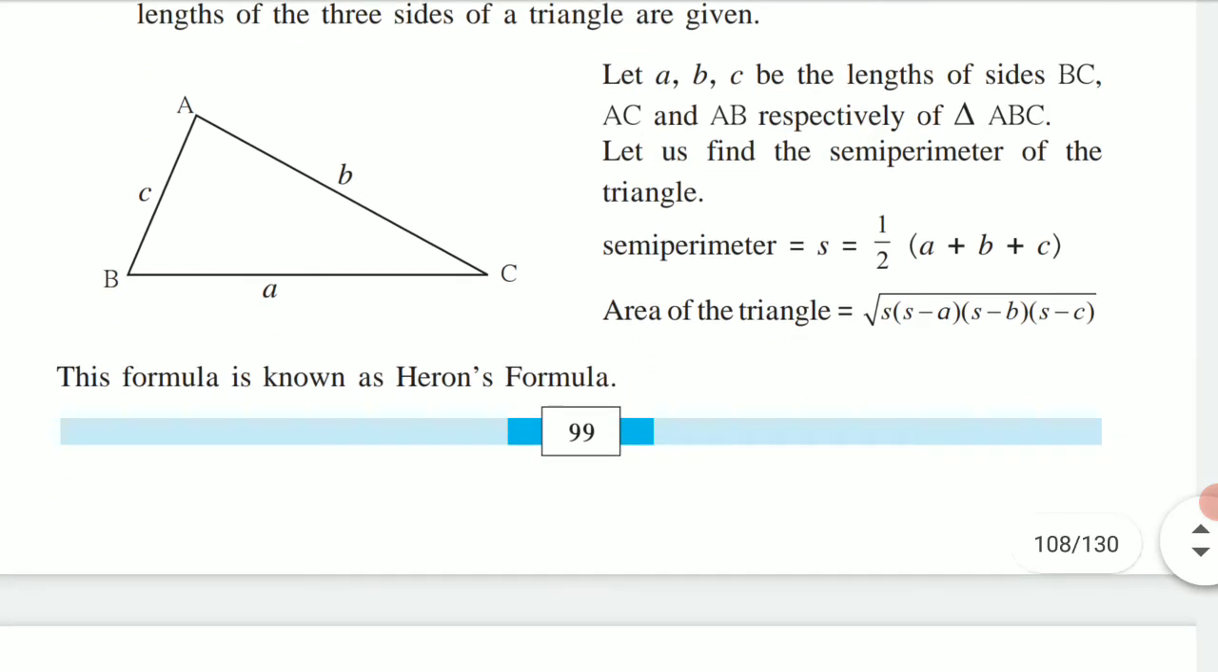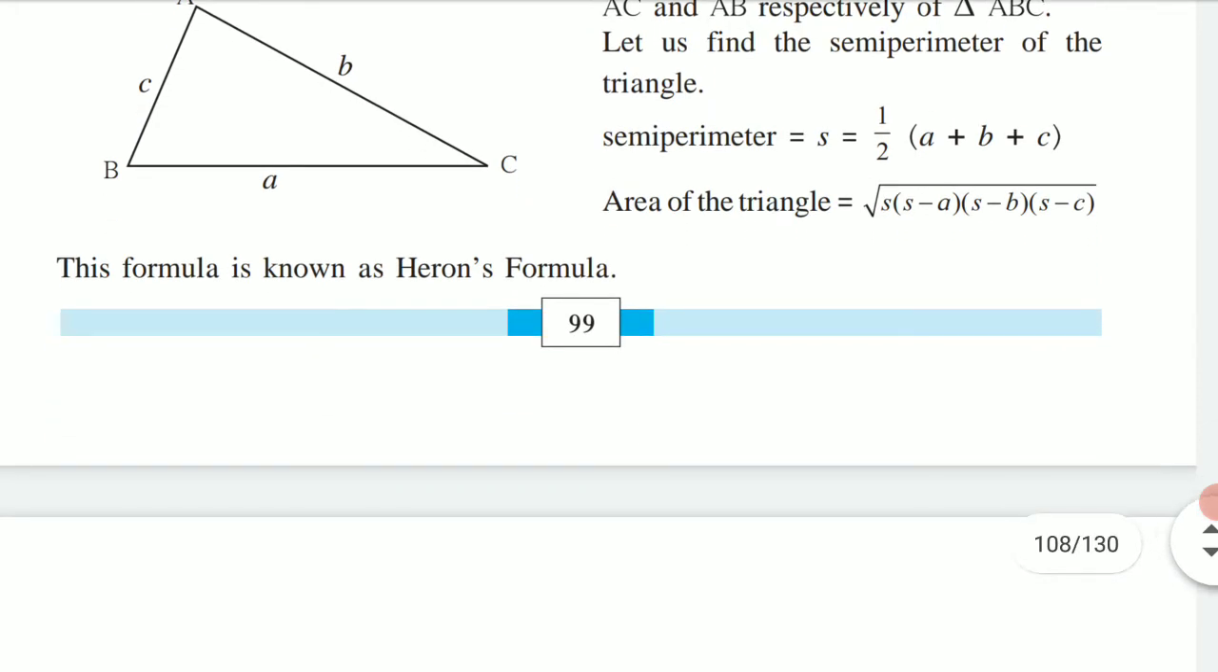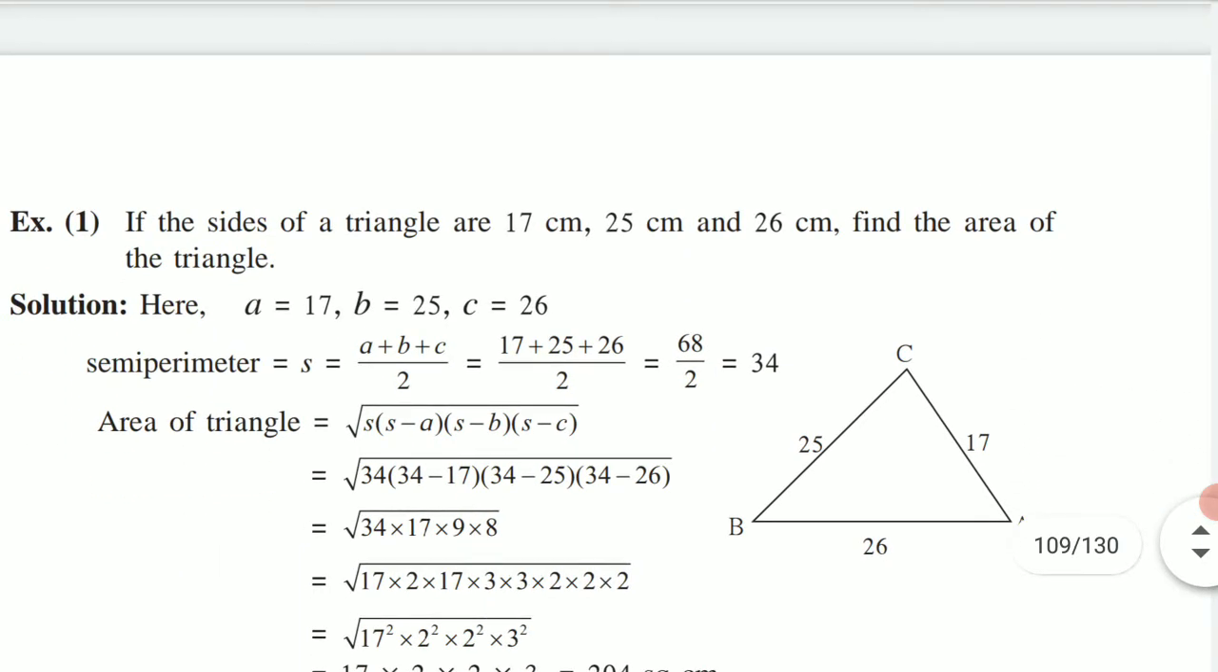Let a, b, c be the lengths of the sides BC, AC and AB respectively of triangle ABC. Let us find the semi-perimeter of the triangle. Semi-perimeter s is equal to 1/2 into (a plus b plus c). Area of triangle is equal to square root of s into (s minus a) into (s minus b) into (s minus c). This is the formula known as Heron's formula.